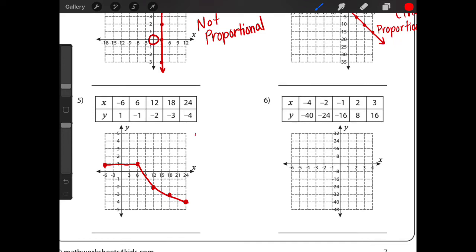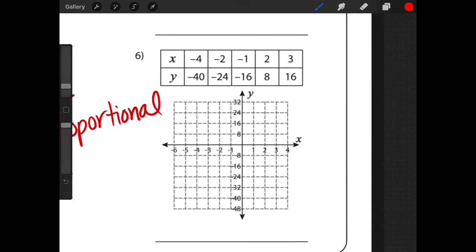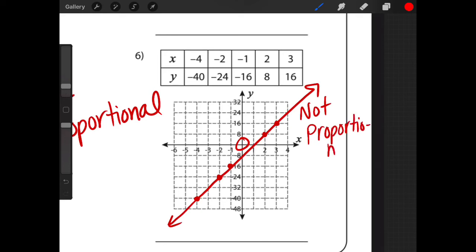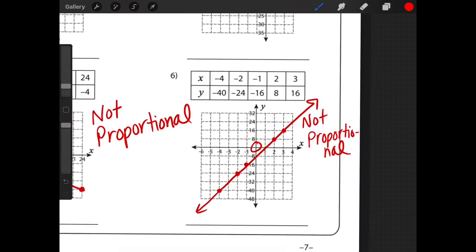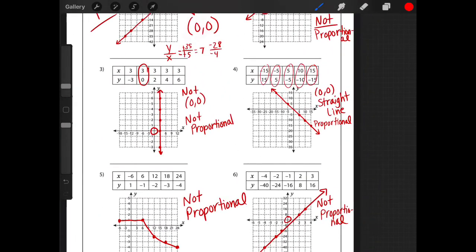I have no idea what kind of graph that is. I can tell you it's not proportional though. It does not go through the origin, and it is not a straight line. Number 6. That one was super close, but it still missed the origin, so it is also not proportional. Oh, running out of space again. There you have it. Questions 5 and 6 were both not proportional.